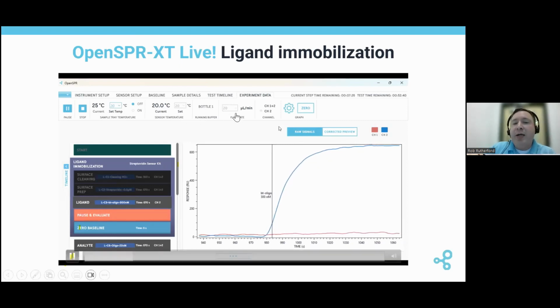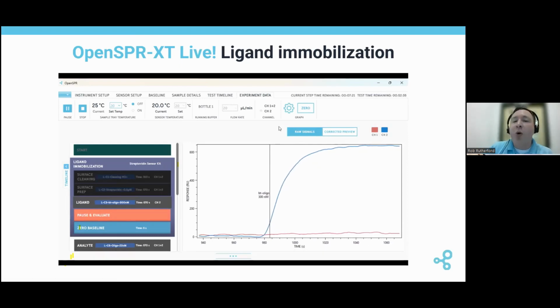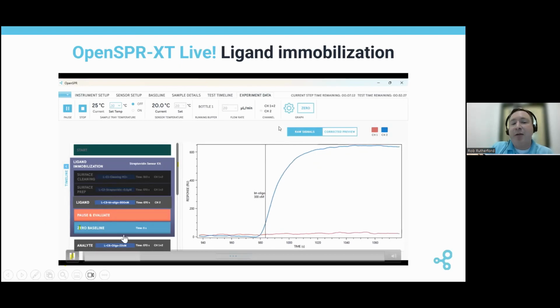The next thing to look at is the flow rate. Right now it's grayed out because in an active injection, you can't change the flow rate. It's at 20 microliters per minute. A manual injection will allow you to change this after each one. In an XT, you've already set the flow rates when you build your test timeline.